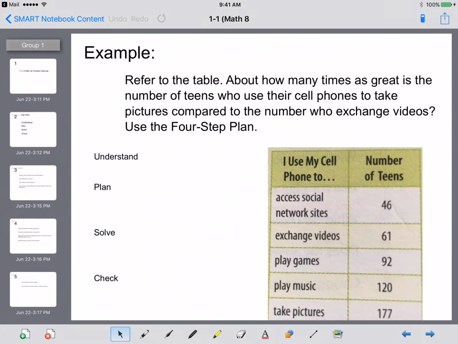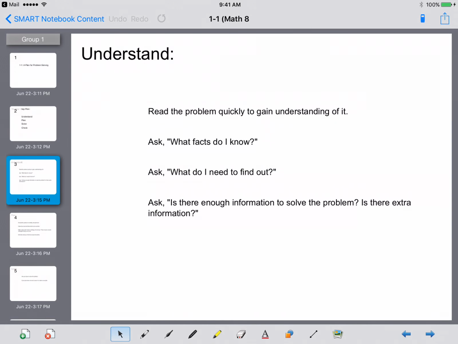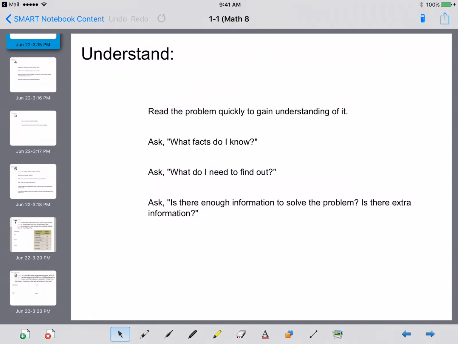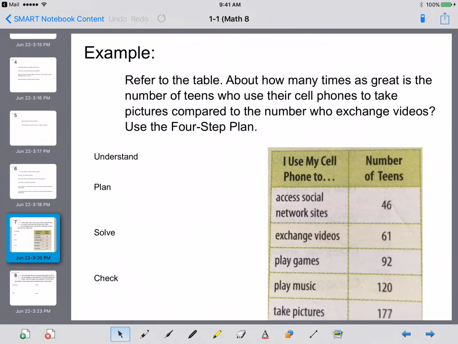So for our understand step, I'm going to slide back up here and look. What is it that we want to know? What facts do I know? What do I need to find out? So after quickly reading our problem, we know that we need to find out the number of teens who use their cell phones to take pictures compared to exchange videos. We want to know how many times as great that is. So we know what we're looking for. I'm going to check that off. We figured that out. How many times greater?